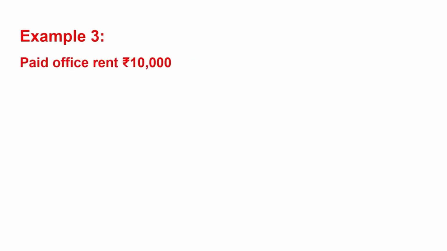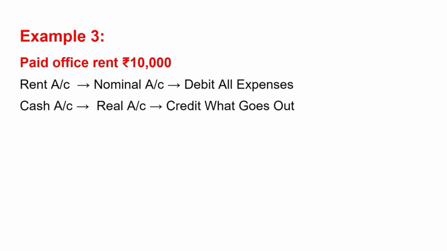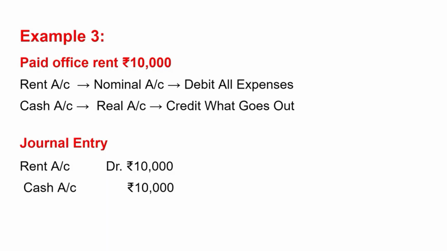Next example, paid office rent rupees 10,000. So rent account, it is a nominal account and it is an expense, so debit all expenses. The other account is cash account. It is a real account, so cash goes out of the business, so credit what goes out. And the journal entry is rent account debit rupees 10,000 to cash account rupees 10,000. And the narration is being paid office rent.